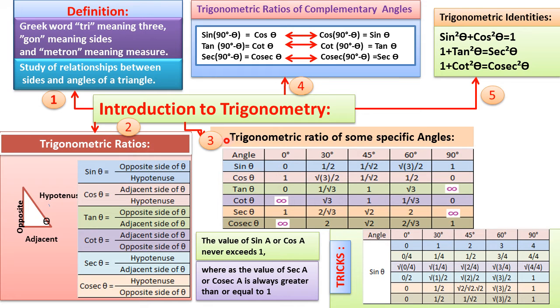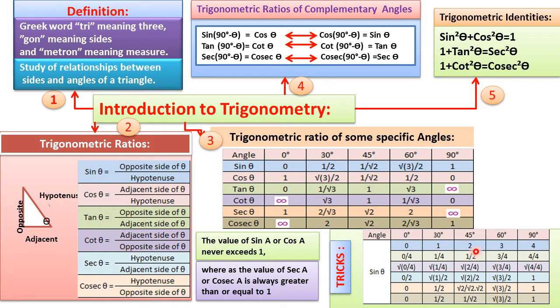So how to remember this sine of various angles? There is a trick to remember this. So here you can see angles 0, 30, 45, 60, 90 degree. For sine, how to write them, there is a trick. I'll explain here. So first write 0, 1, 2, 3, 4.